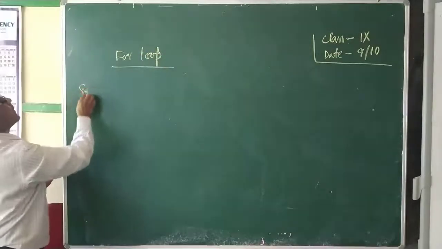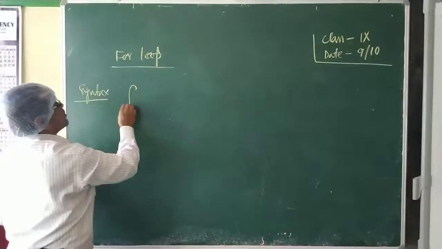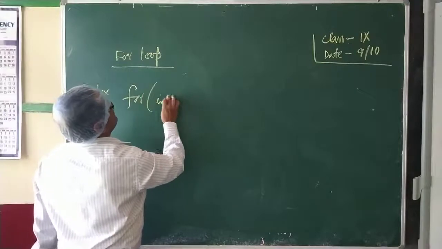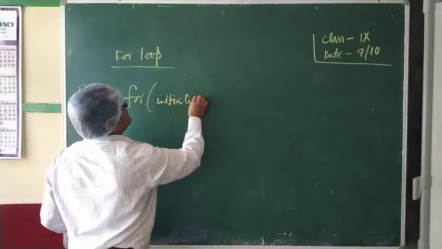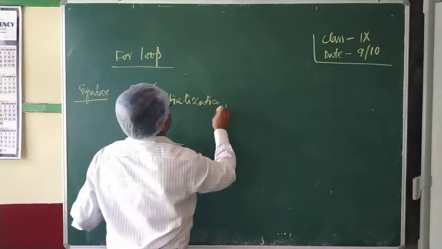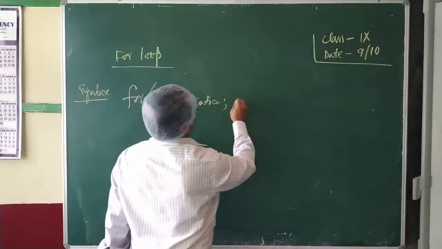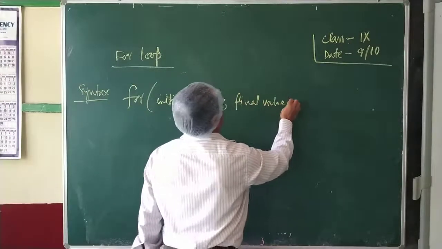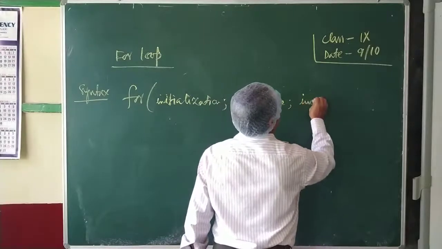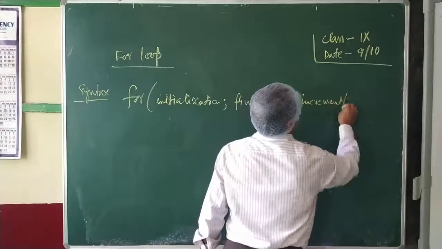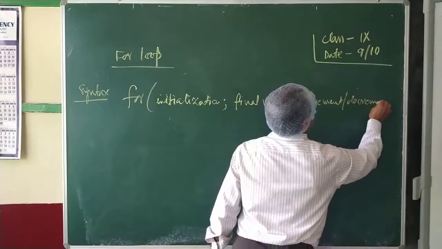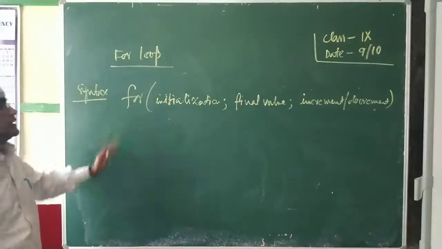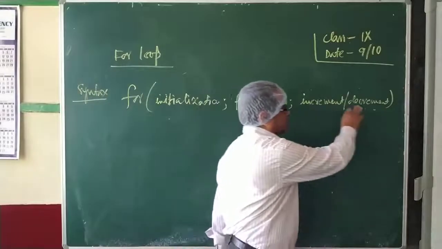See, the syntax is: for, initialization, then final value, and then increment or decrement. So now I am coming to the actual working of initialization, final value, increment or decrement.